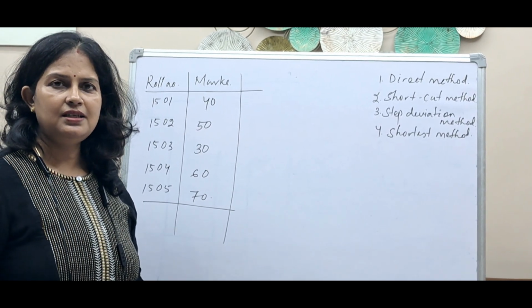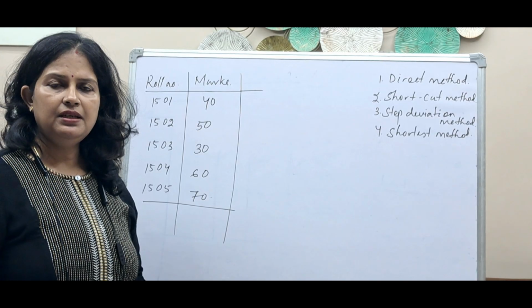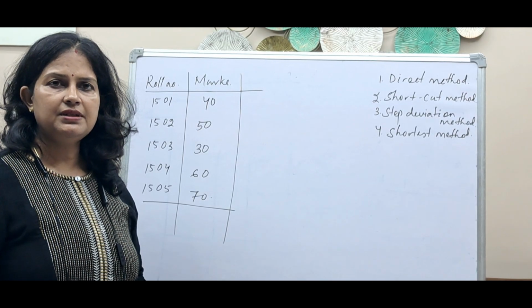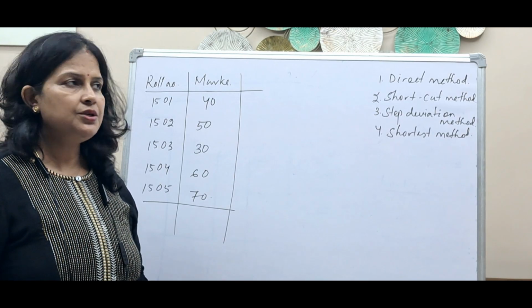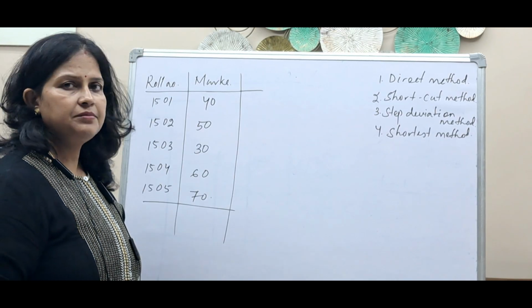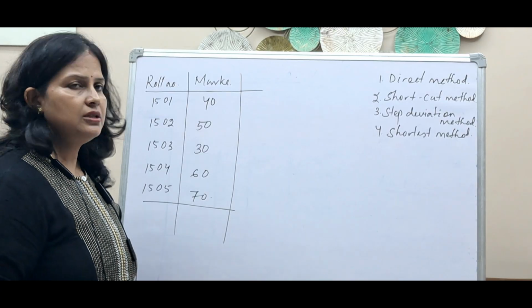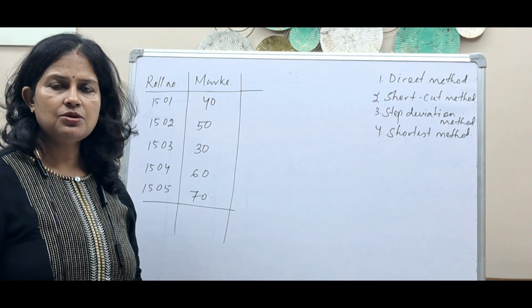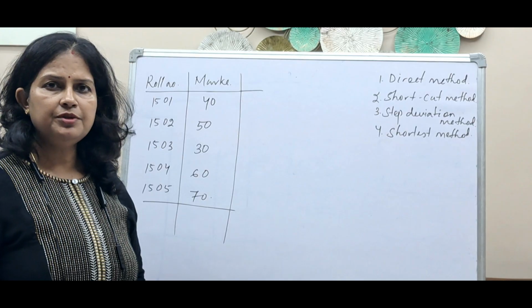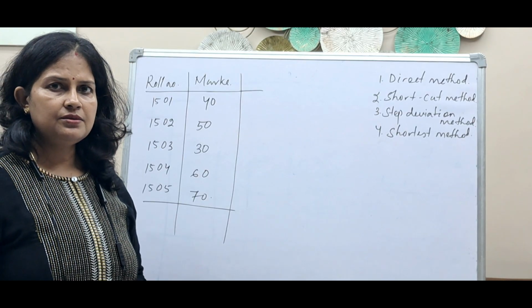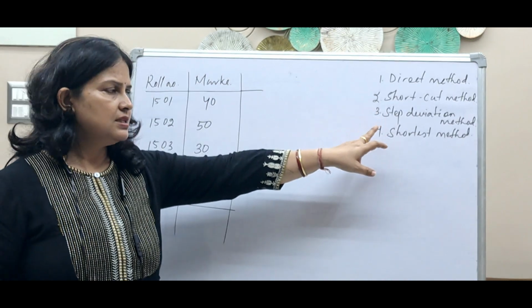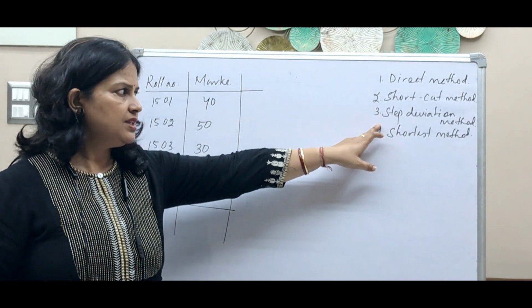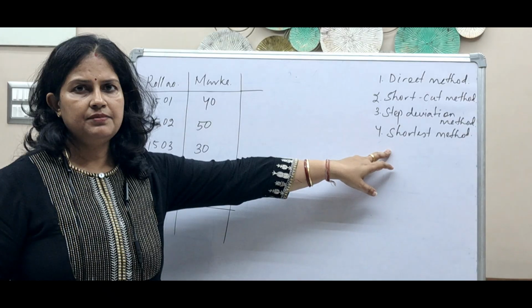We are going to start arithmetic mean. Last class we have taken one example and we have discussed two methods, that is direct method and shortcut method. Shortcut method is also known as assumed mean method. So this class we are going to discuss another two methods, that is step deviation method and shortest method.